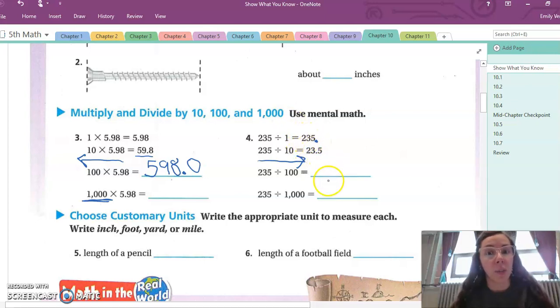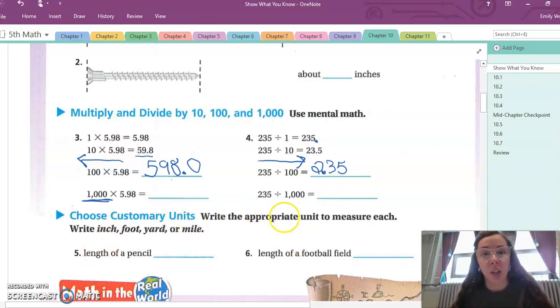Okay, let's follow this pattern down. 235 divided by 100. If we follow the pattern, that means another number is going to jump over the decimal point. So then I'll be left with 2.35. So now my 3 jumped over, right? I want you to try this one on your own, and then you can do 5 and 6.